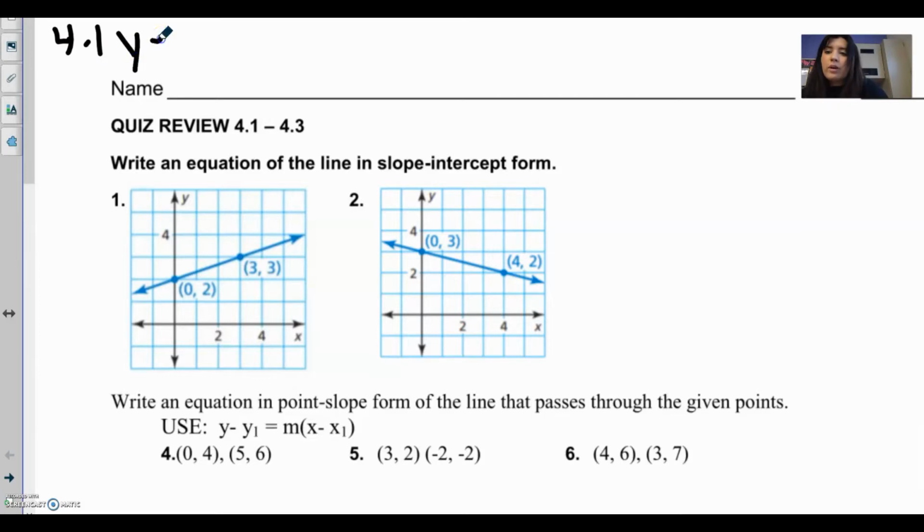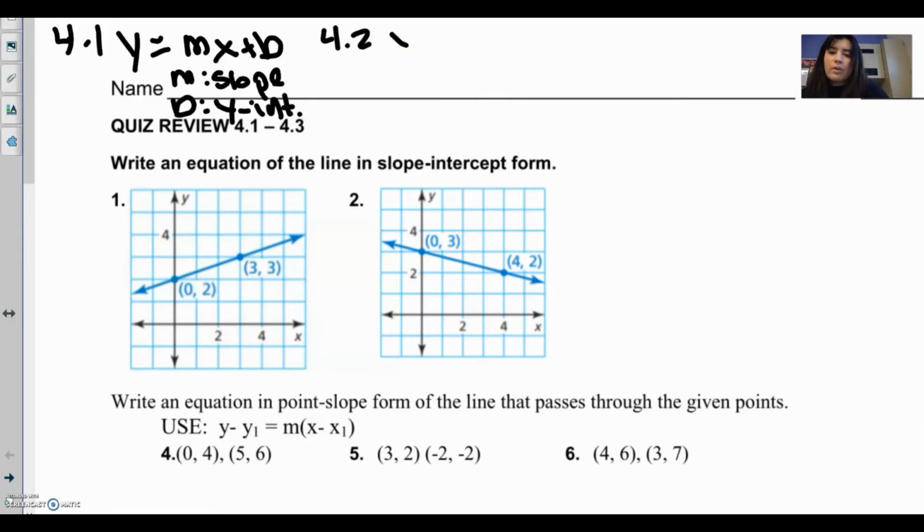4.1 is all about that slope-intercept form, y equals mx plus b, where m is slope and b is y-intercept.